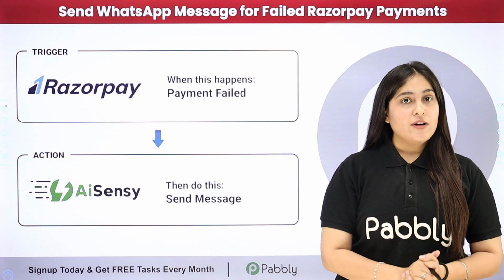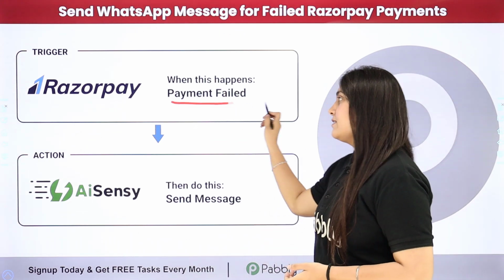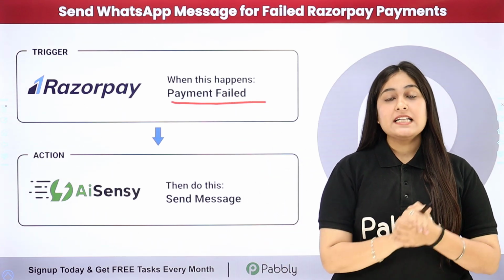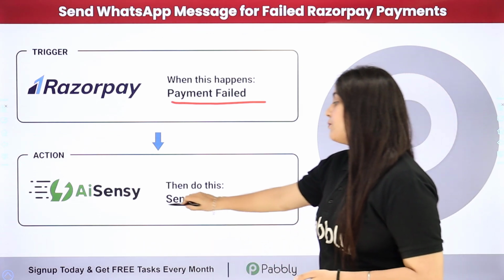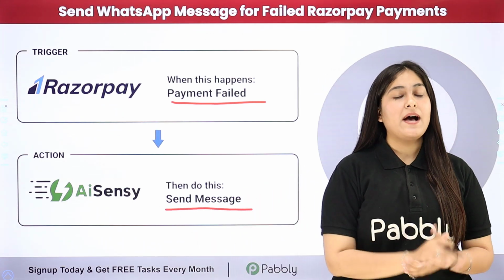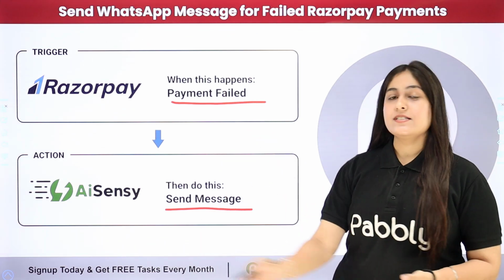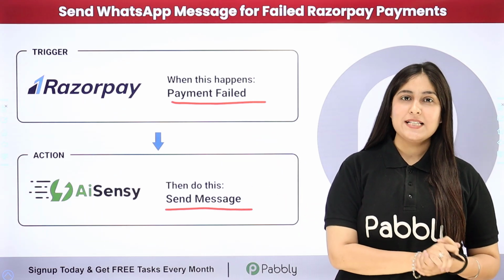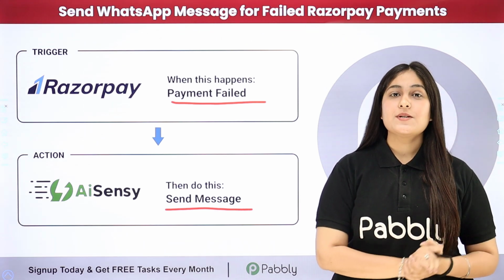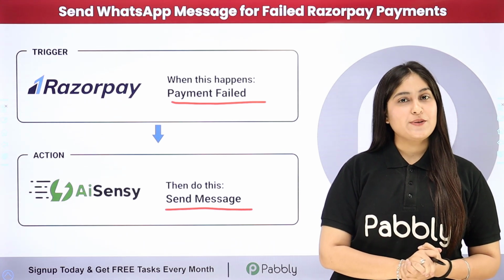So in this case I want that whenever a payment fails through my Razorpay payment page, then automatically using that details a WhatsApp message should be sent to my customer using WhatsApp by AiSensy. So here to build this connection, I need to connect these applications using an automation software named Pabbly Connect. So to learn this process step by step, let me take you to my screen.